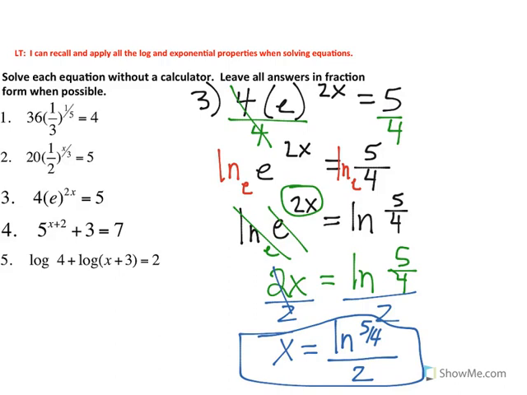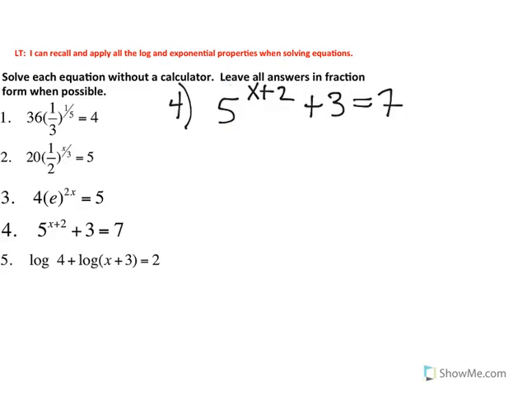You can't just say, oh yeah, that's the natural log of 5/2 because 4 divided by 2 is 2. That doesn't make sense on any plane or any realm of mathematics, so you cannot do that. This is it. This is your answer. Leave it alone and move on to your next problem.